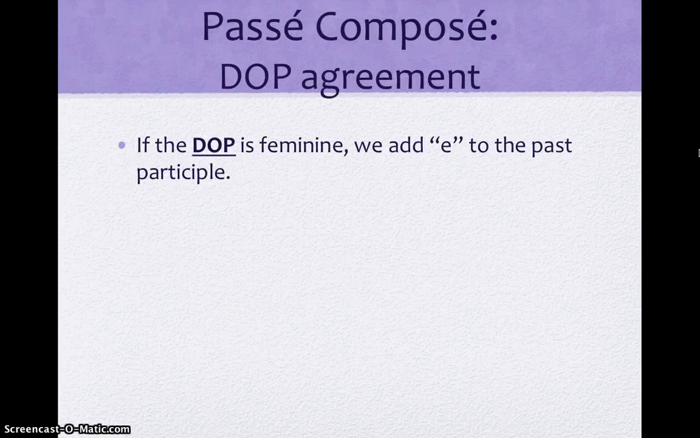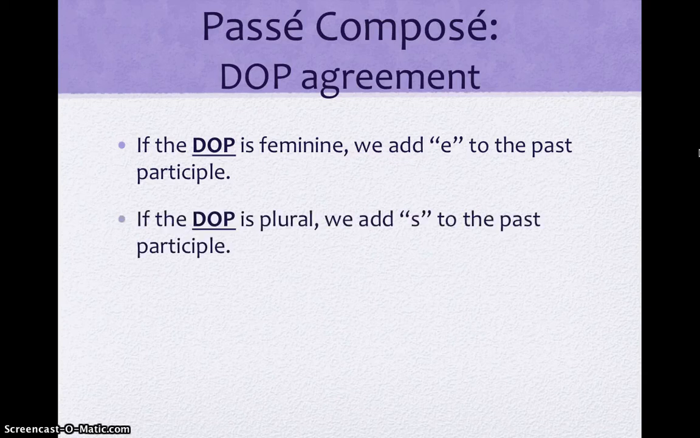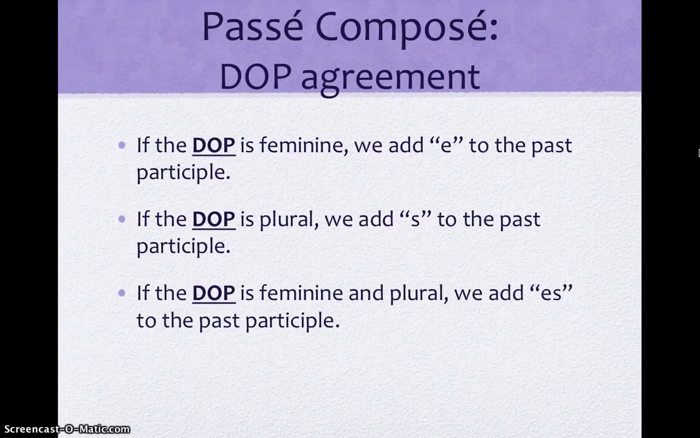But first let's talk about our rules of agreement. These you should probably be able to guess based on our rules of agreement in general. If the DOP is feminine, we add an E to the past participle. If the DOP is plural, we add an S to the past participle. If the DOP is feminine and plural, we add an ES to the past participle. We do not need to change the past participle if it's singular and masculine, just like usual.